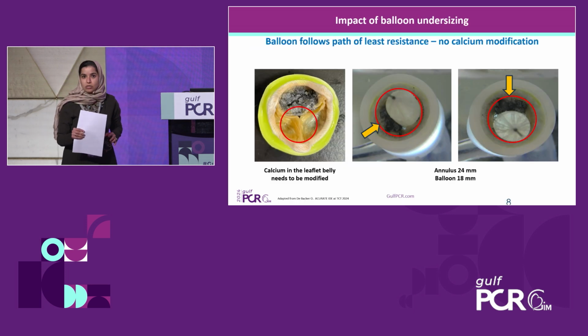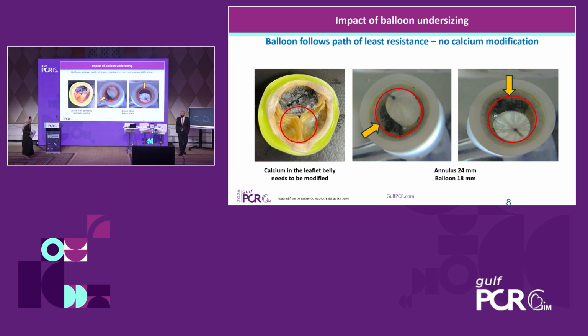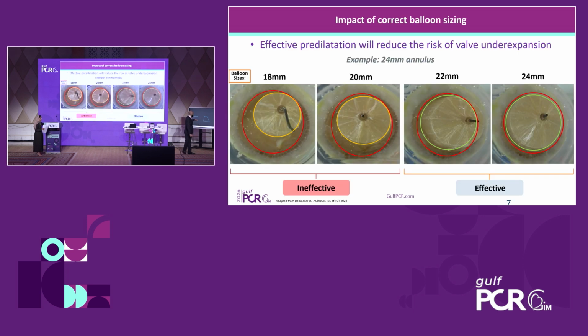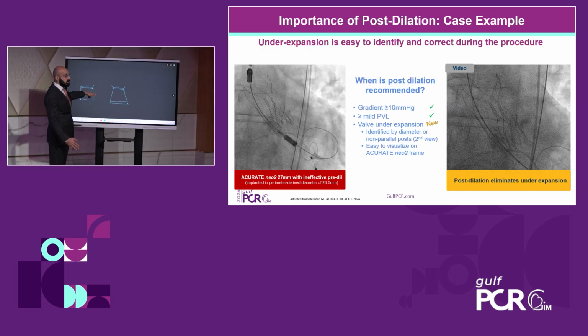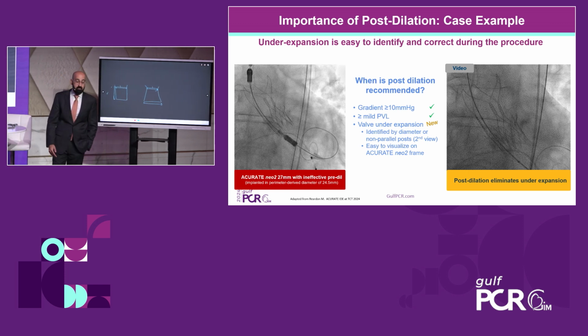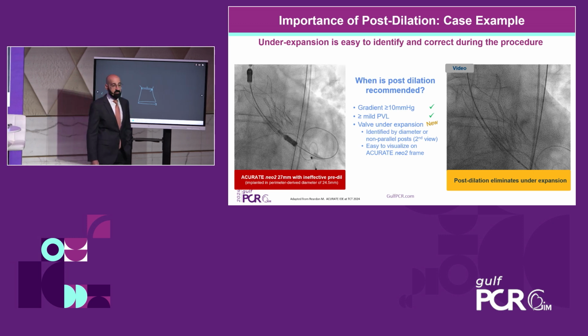Any comments, questions? So I would just add other clues for valve under-expansion, besides the non-parallel posts, which is to look at the diameter of the outer crown. Usually the outer crown should have the biggest diameter, and if the distance of the outer crown is less than the height of the lower frame, that's another clue of under-expansion. Or if the width of the inflow is bigger than the outer crown, that's also a third way of knowing that your valve is under-expanded, and probably you need to post-dilate those valves.